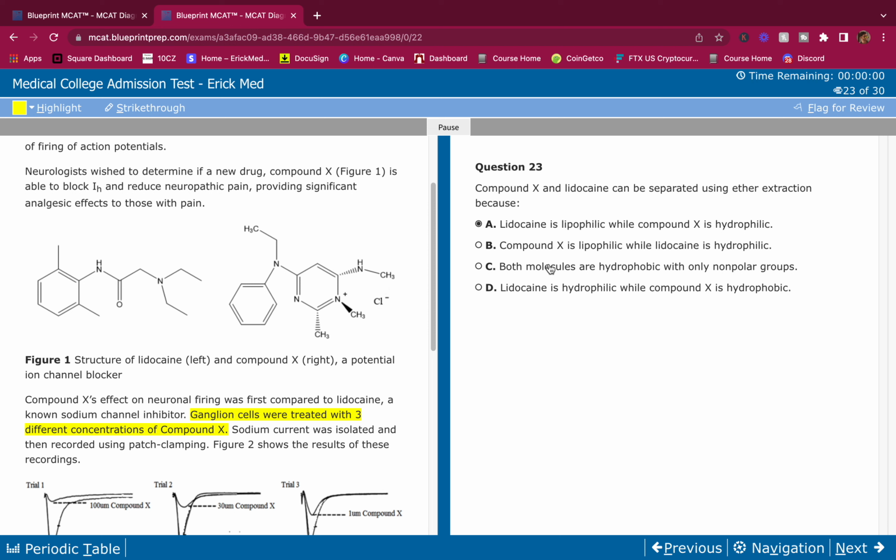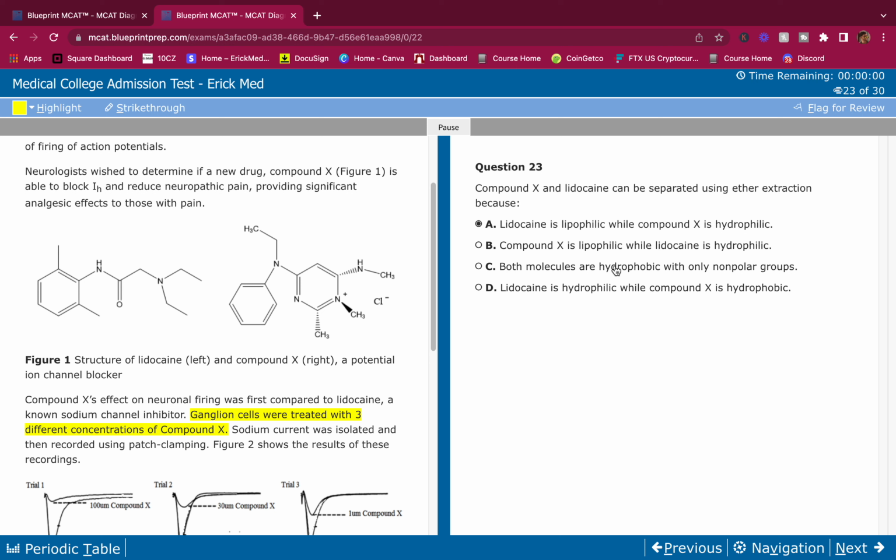Compound X is lipophilic while lidocaine is hydrophilic. Again, compound X is lipophilic, correct? While lidocaine is hydrophilic. Wrong. Okay. Lidocaine is lipophobic. Oh my God. All right. My bad. Let me go back to my words, okay? Compound X is lipophilic. All right. And while lidocaine is hydrophilic.